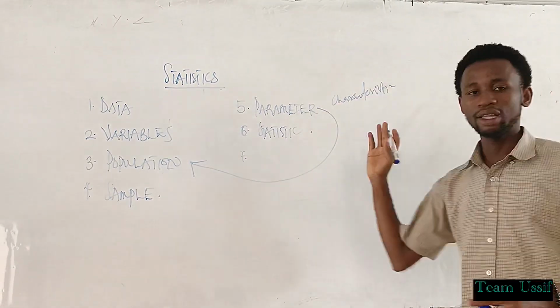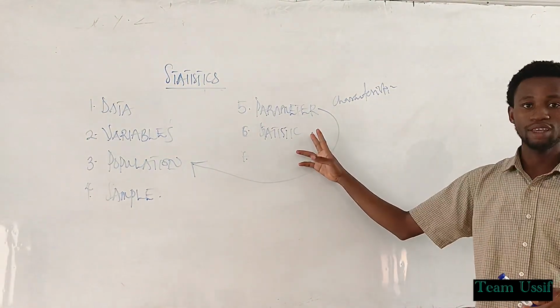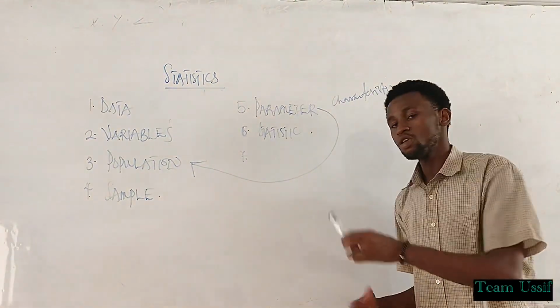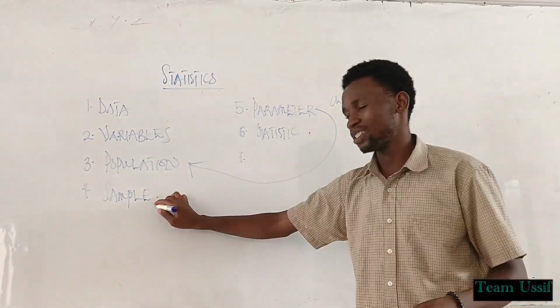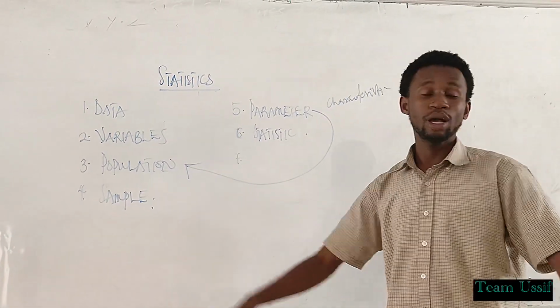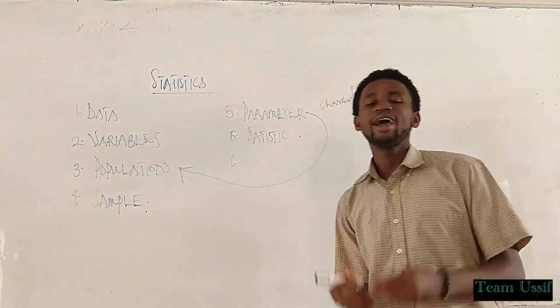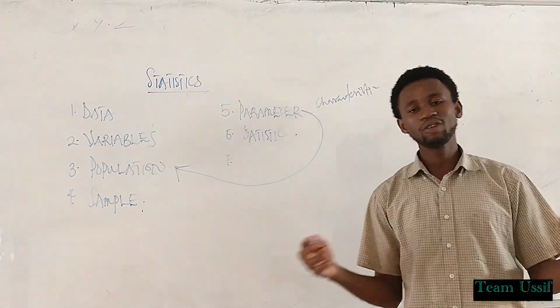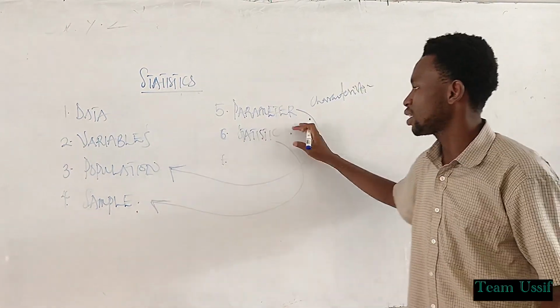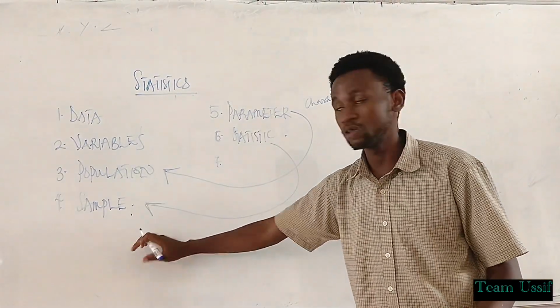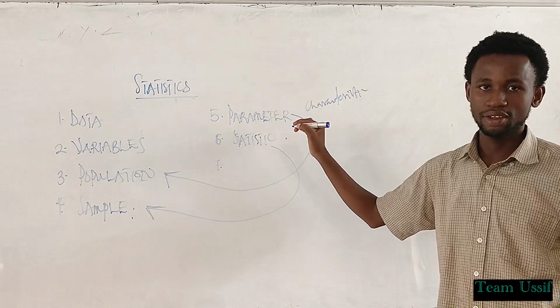Alright, the characteristic. And we have the statistic, not statistics, statistic. A statistic is also a characteristic of the sample. So when you come to public health, the height of public health students, we can see that public health students is the sample, and the characteristic of the public health students is the statistic. You understand?